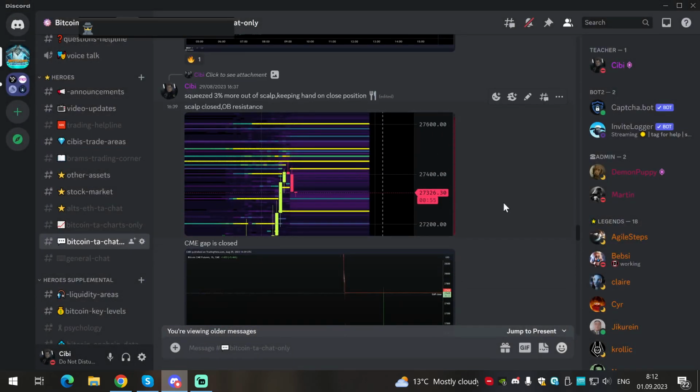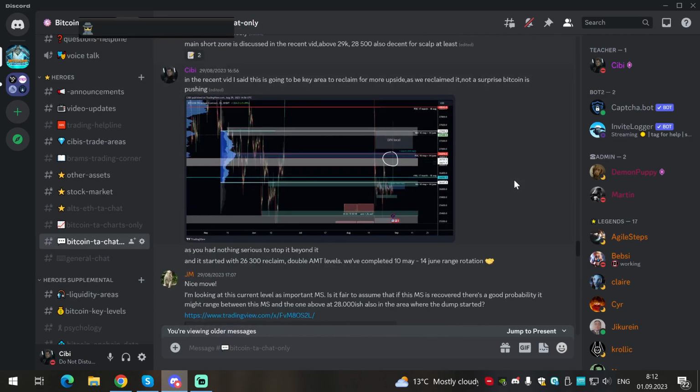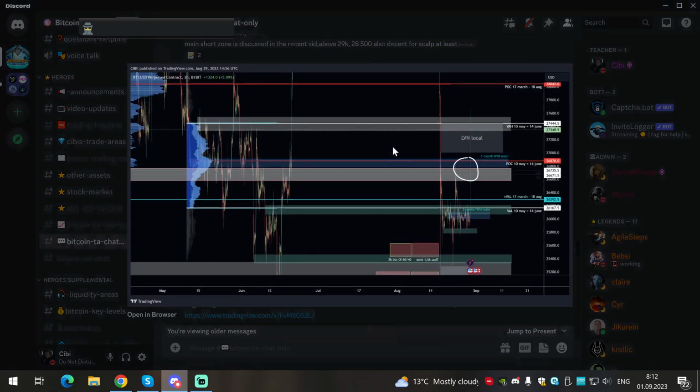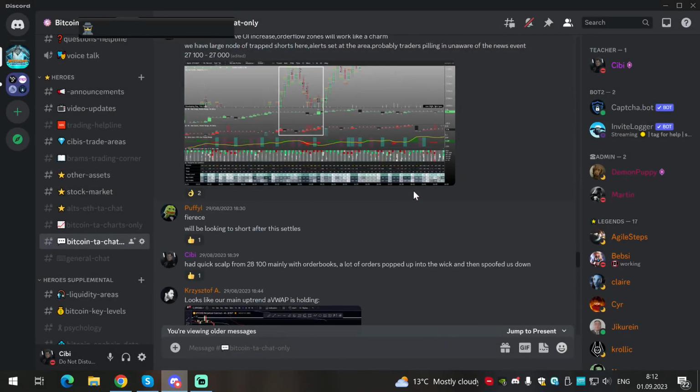Which happened. So you see my scalp after the news squeezed 3% more higher. We had order book resistances here, at least a short-term top. Let's go further up. You see our market easily pushed over this low volume node. Not much, nothing hard.